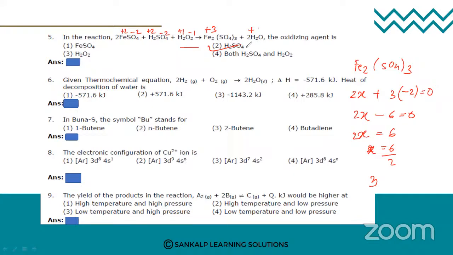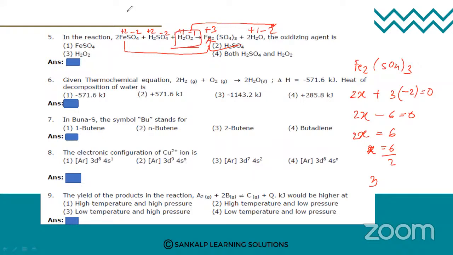So what is oxidation? Increase in oxidation number. So this is oxidation. And what is happening to your oxygen? It goes from -1 to -2, so this is getting reduced. So this is oxidation and this is reduction. What is an oxidizing agent? It oxidizes others and itself undergoes reduction. So which is it? It is H2O2.